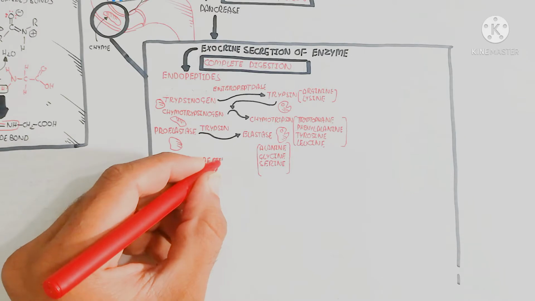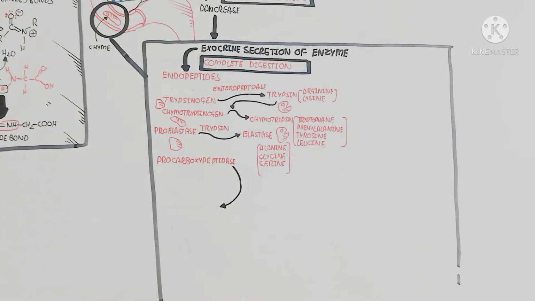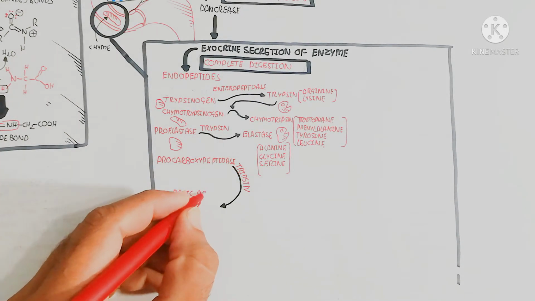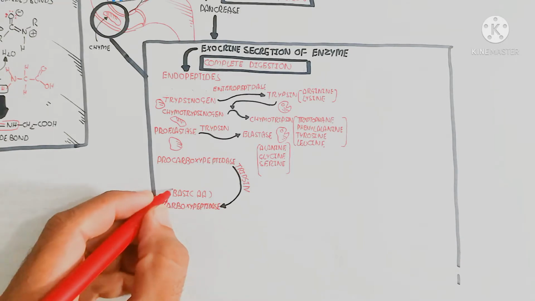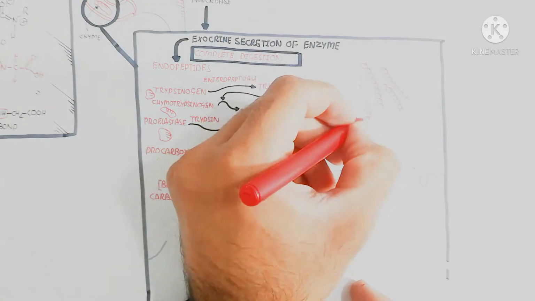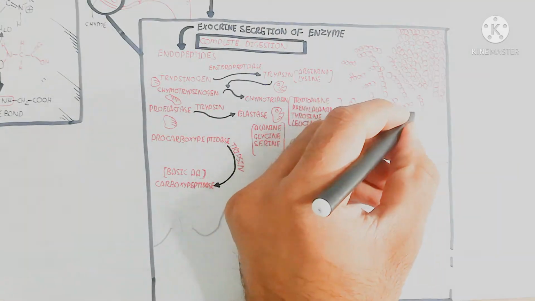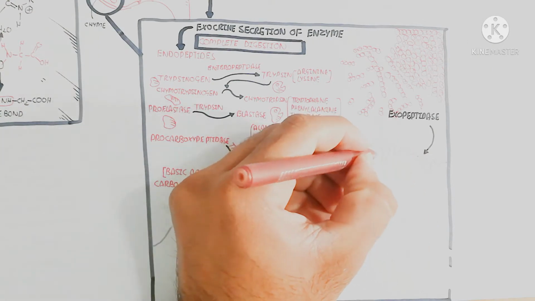So procarboxypeptidase is another type of proenzyme, and after trypsin activates it to form carboxypeptidase, it is used for the separation of basic amino acids. And in this way, the important thing is that trypsin is the important enzyme which activates the other enzymes for digestion of protein. So here is the protein which is present in the duodenum.